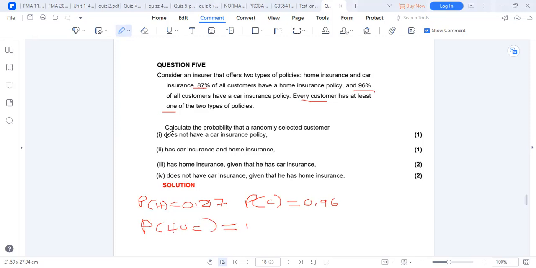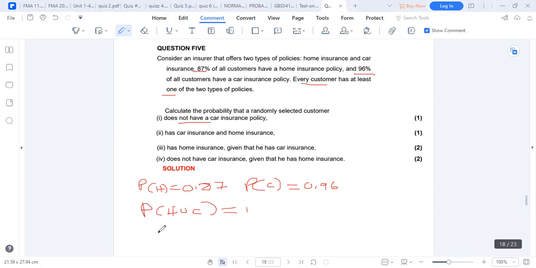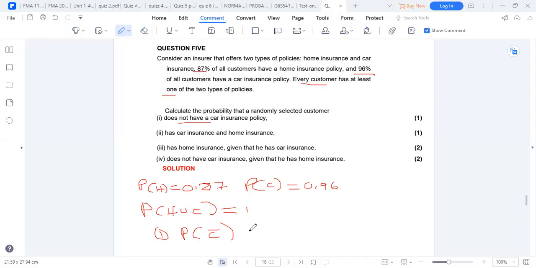So what is the probability that a customer does not have car insurance? What are they looking for? The complement. So it's actually asking us to find the complement of the car insurance, which is 1 minus the probability of the car. The complement of the car is 4%, which is 0.04. So that's the probability that he does not have a car.